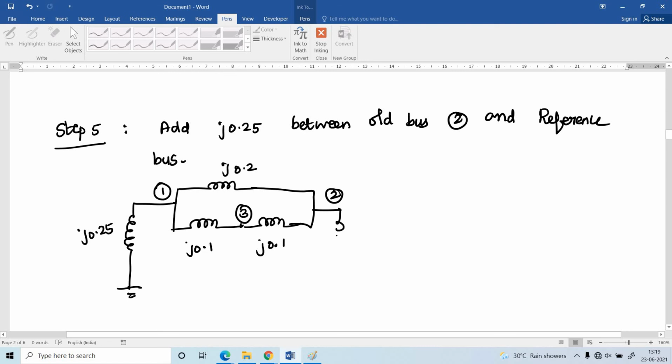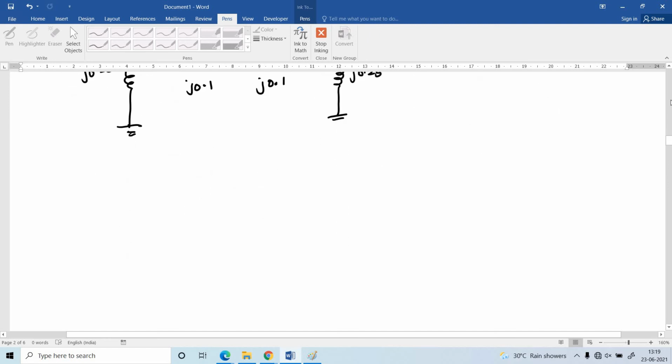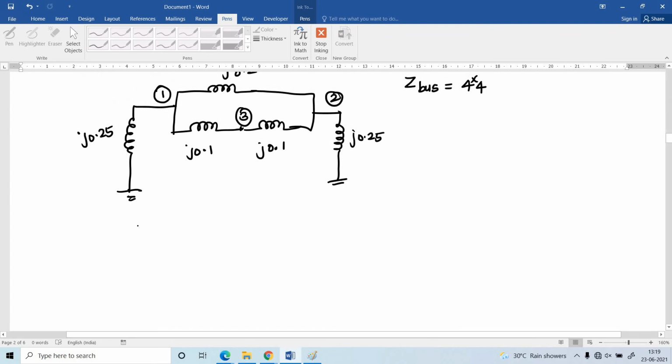Next, bus number 2 is connected to j0.25. So what is the order of the matrix ZBUS? That is 4 cross 4. That is the order of the ZBUS matrix. Now I am going to write the matrix. So ZBUS is equal to, already in the previous step we got the 3 cross 3 matrix. Once again, we have to write the same matrix.